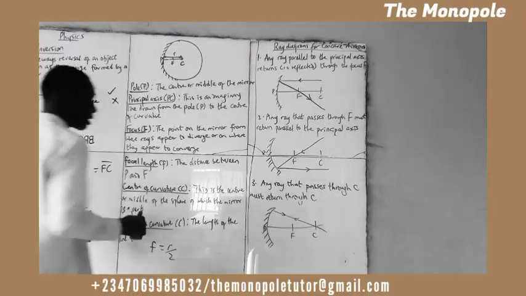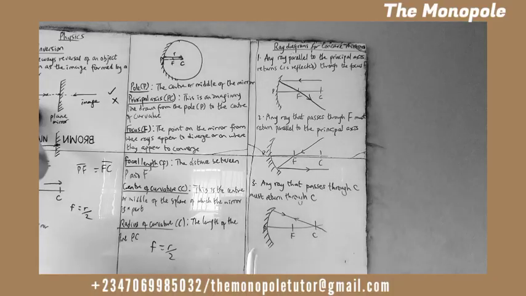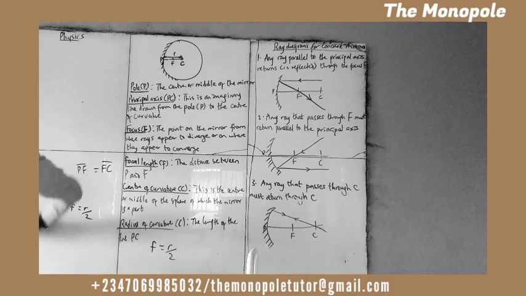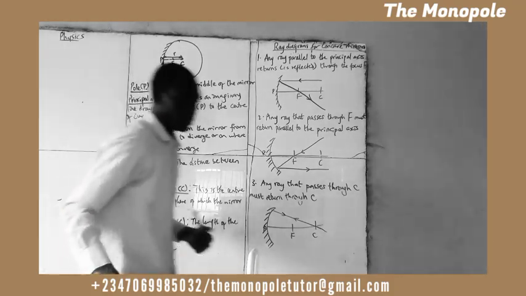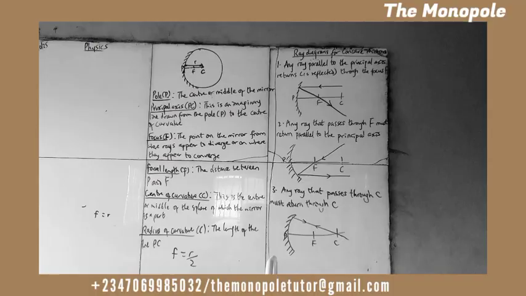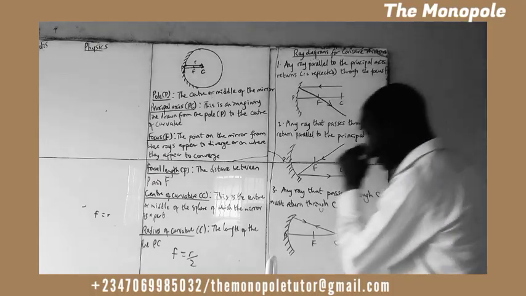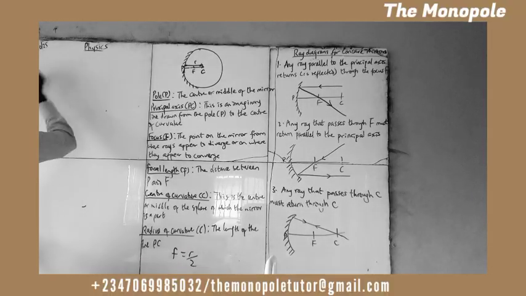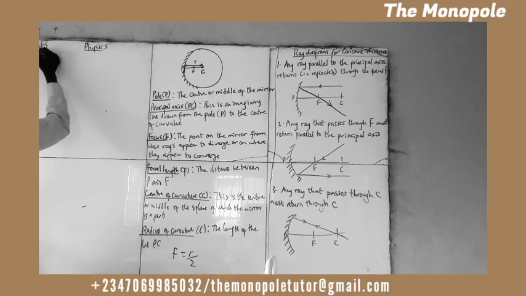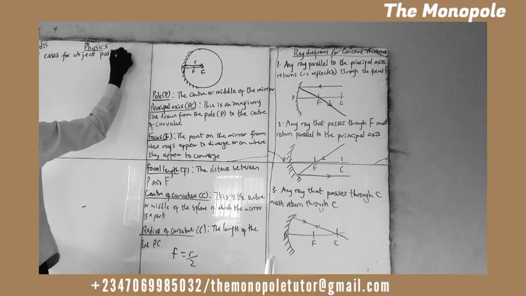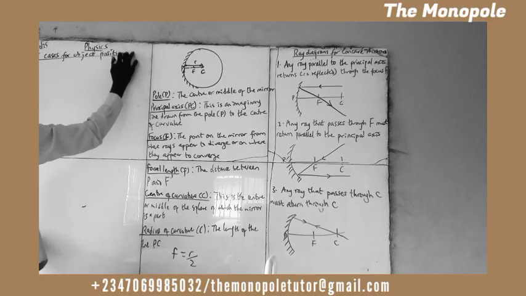So let's apply them now, depending on the positions of the object. There are 5 positions that we can have for the object. So we'll take 5 cases for object position. We want to see what's going to happen to the image.